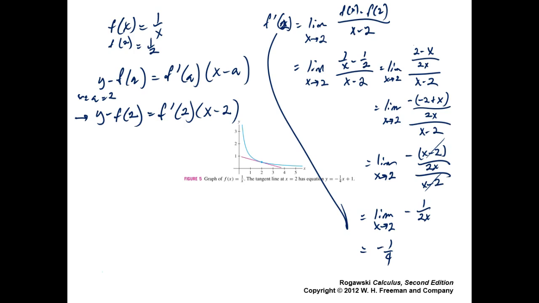Okay? So this would be y minus 1/2 is equal to negative 1/4 times x minus 2. Okay? Y'all like the way that looks? No, it's ugly. Let's clean it up a little bit. Y minus 1/2 is equal to, let's first distribute the minus 1/4. What would that give us?